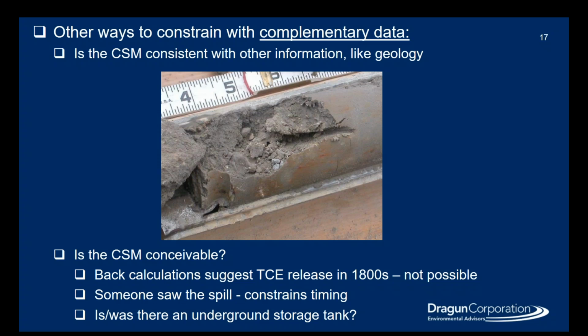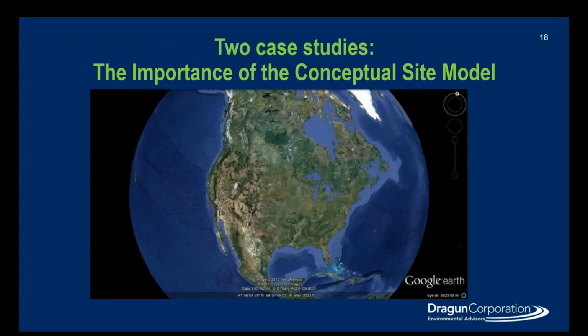You can also look at whether someone saw the spill. That constrains timing. I worked at one site where they overfilled a fuel tank, and they saw that. They documented the time and date, so you know that everything has to work back to that release date. Or was there an underground storage tank? That's easy enough to find out, and that may help you to make your CSM more robust.